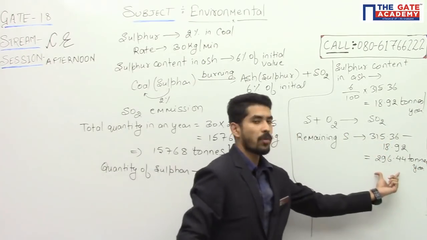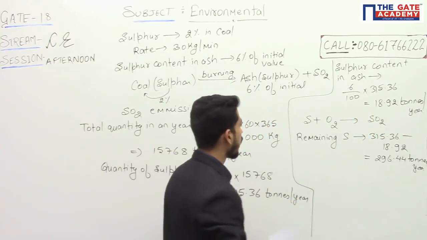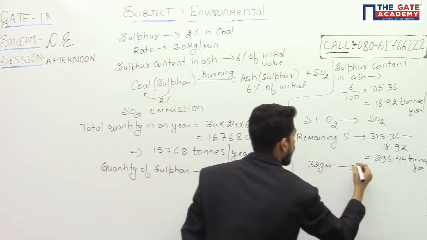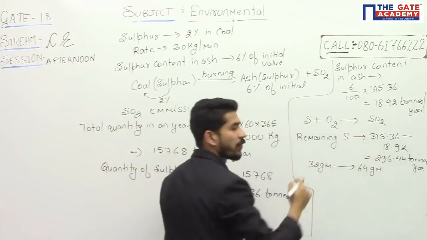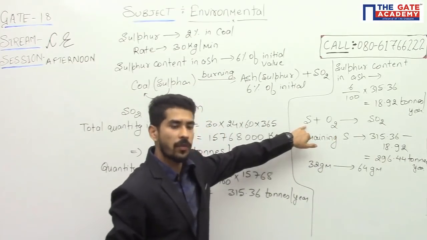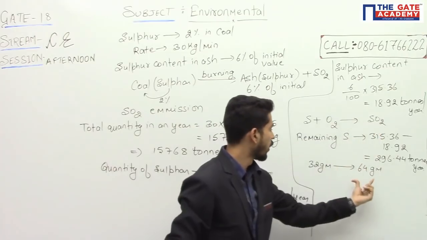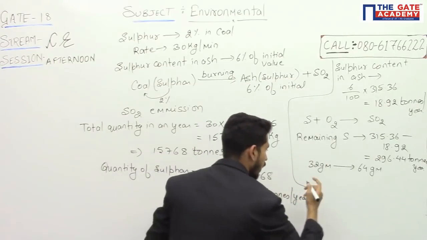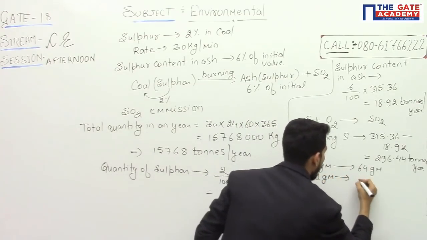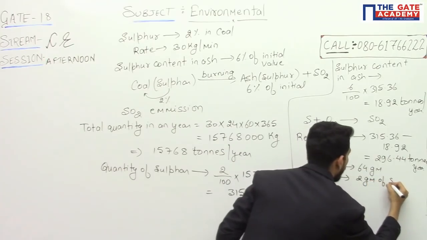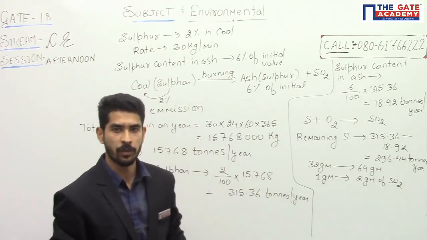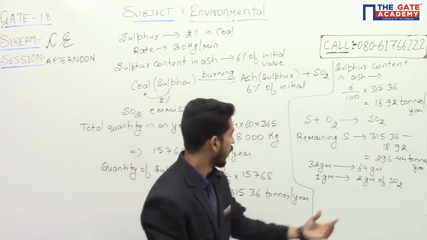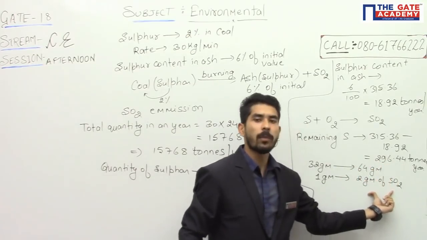Now you have this much amount of sulfur which is producing sulfur dioxide, and we know that 32 grams of sulfur produces 64 grams of sulfur dioxide, because the molecular weight of sulfur is 32 and the molecular weight of sulfur dioxide is 64 in a balanced chemical equation. The reaction takes place like this. So 1 gram of sulfur produces 2 grams of sulfur dioxide.